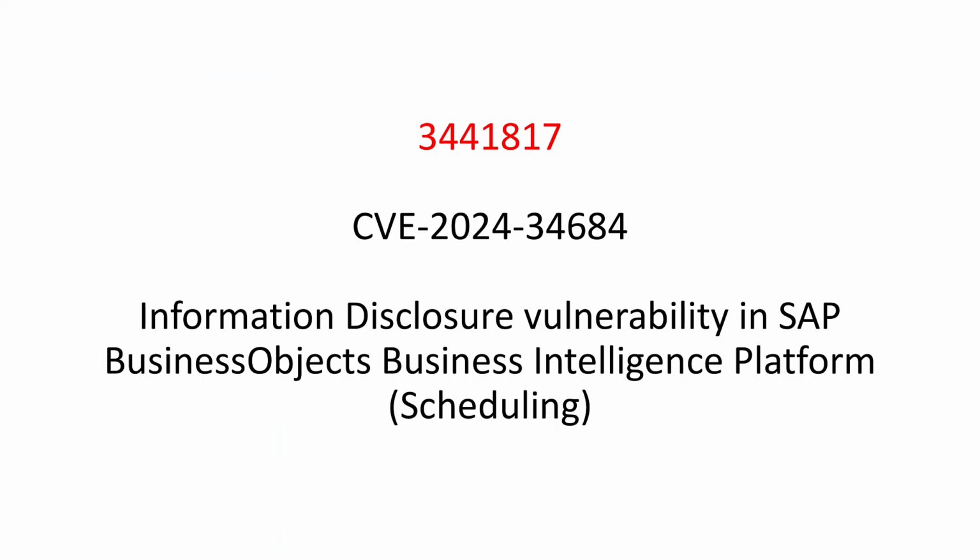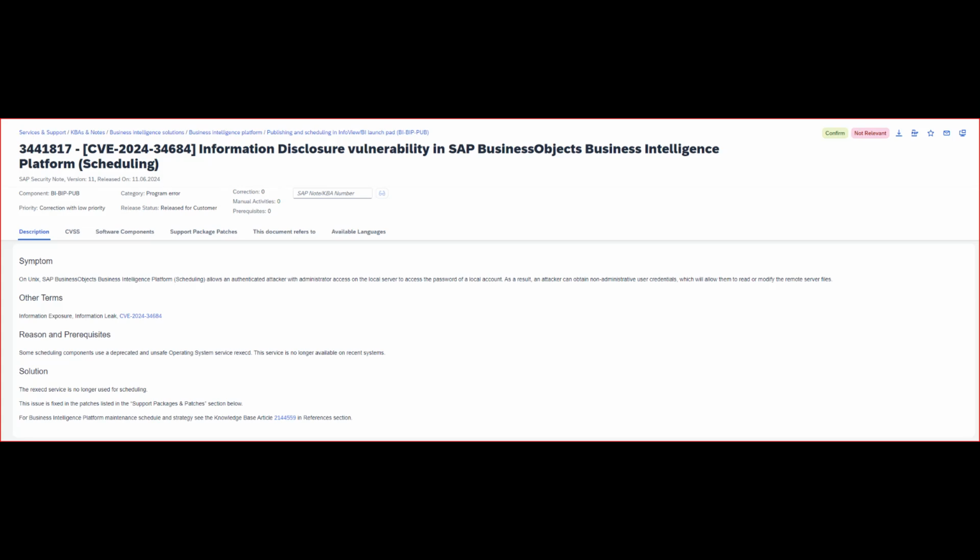The next vulnerability is detected and fixed in SAP Business Object Software in the scheduling module. The vulnerability is available in Unix systems only and allows an authenticated attacker to discover the password for a system local account and log into the OS, which allows reading or writing files in the Unix system.